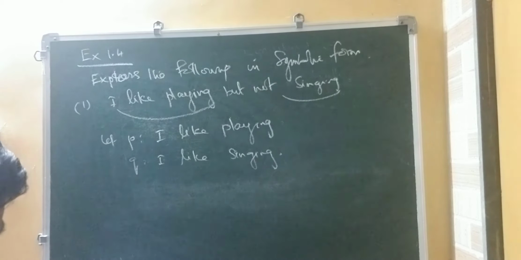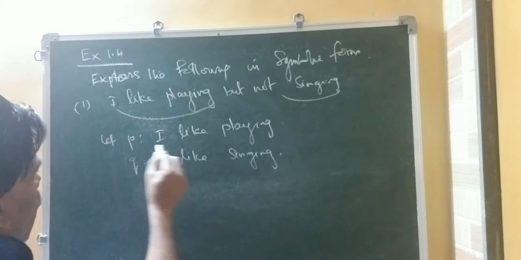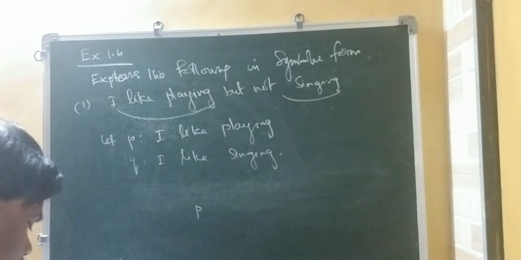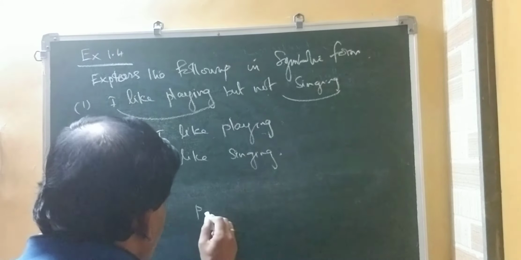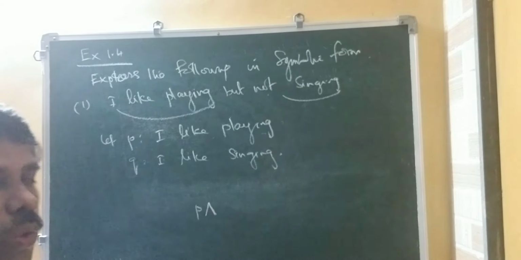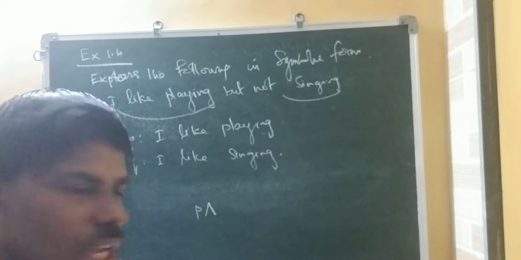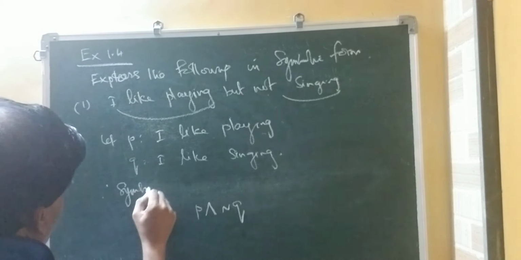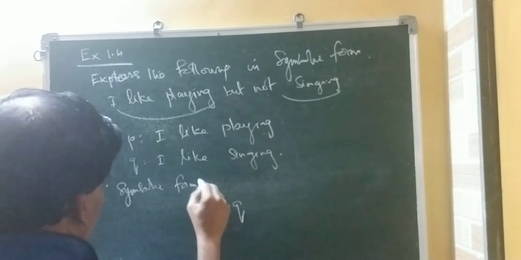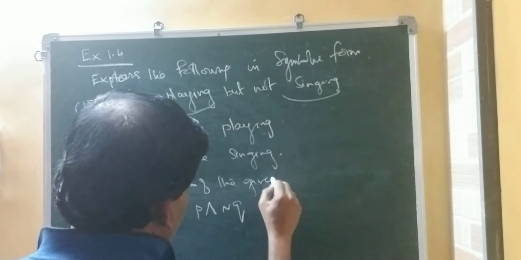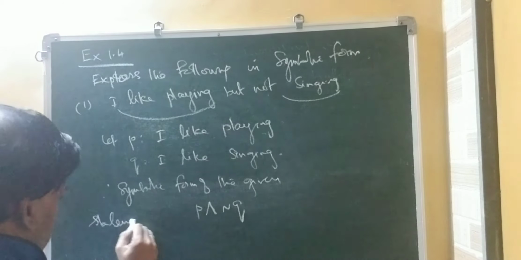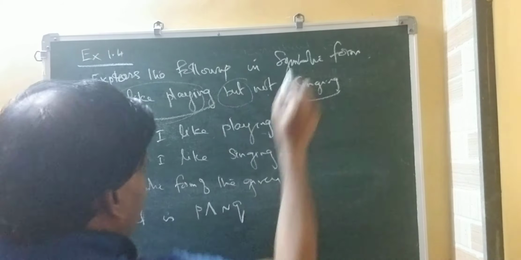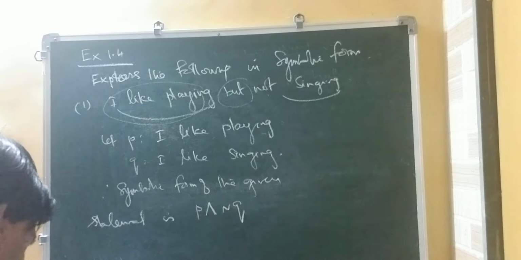Okay. Now you see, I like playing, P. But not. But means what? But, singing means Q. Not singing means negation. Therefore, the symbolic form of the given statement is P and not singing, negation of Q. Now next one.